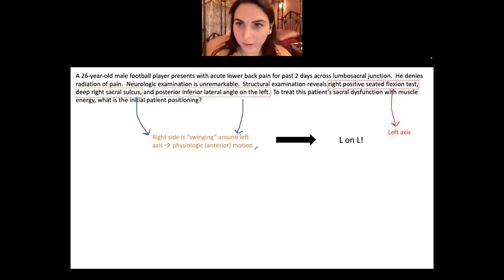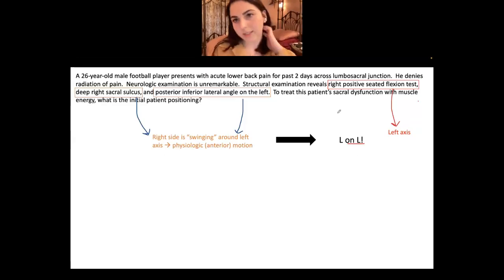So with this, let's diagnose this guy. A lot of you sent me the diagnosis, which is good. Remember with seated flexion tests, it's the opposite. If we have a right positive seated flexion test, that means the axis is on the left. And remember that's different from the standing flexion test with the innominates. But for the sacrum, the seated flexion is on the right. It's a left axis. So on left.